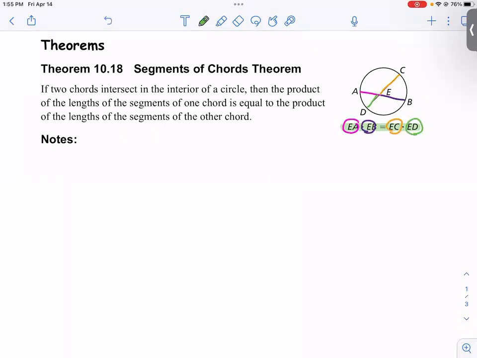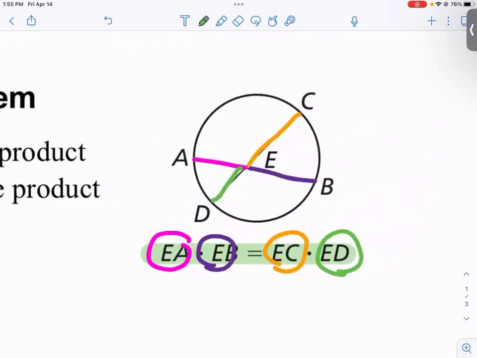Who could describe to me what is happening there, Ben? I just have a question. So if it's EA times EB, how does that help us with the length? So if one of those is missing, we can label it as X and solve for it.